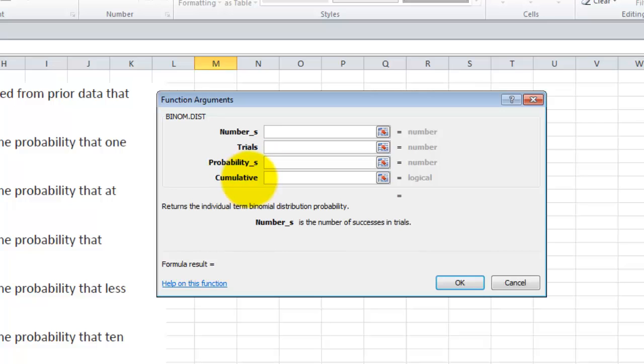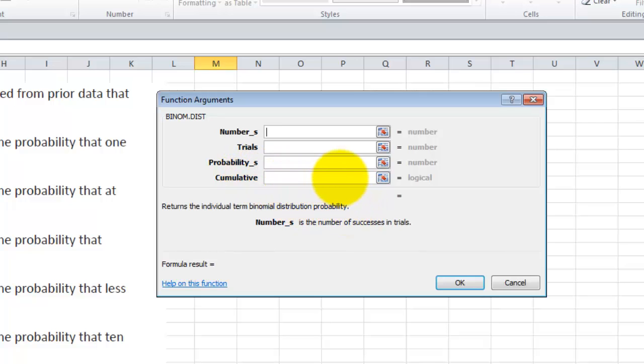Then we have a cumulative value, which must be entered as false or true. If the cumulative value is set to false, the binomial distribution function will compute probability of the type probability x equal 0, 1, 2, 3, and so forth up to the sample size. So if we want to compute a probability, let's say probability that x equal 1, then we will set the cumulative flag to false.